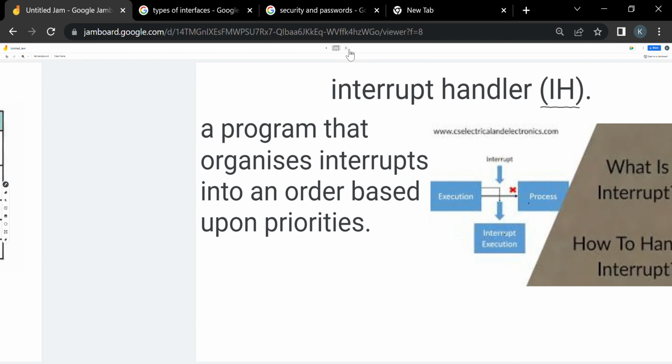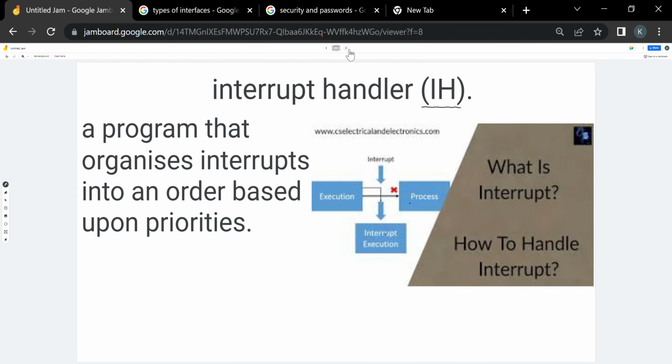Okay, so let's proceed further. How do we handle these interrupts? The process of handling the interrupt, or the program that handles the interrupt, is known as the interrupt handler. It's a program that organizes interrupts into an order based upon priorities. What is the meaning of priority here? When we have different processes in a queue, there must be some priority among them, that this process will be executed first and later this process will be executed.